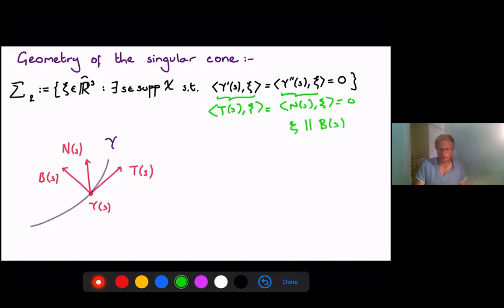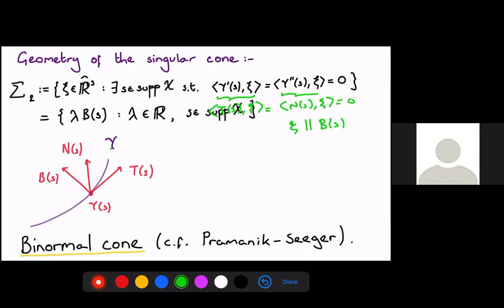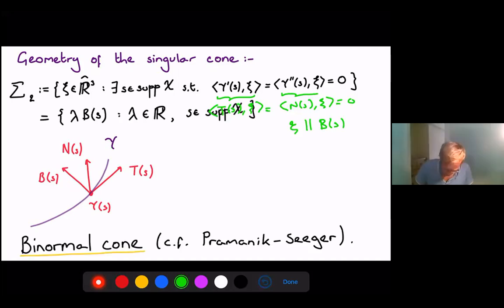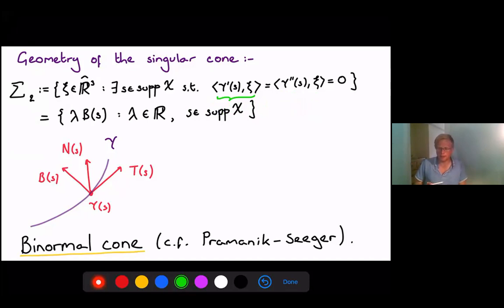Okay, so I've drawn this here. xi is some point which lies in the orthogonal space to the span of n(s) and t(s). So it's lying in the span of b(s). And that means we can characterize this sigma 2 cone as the cone generated by this binormal vector field.